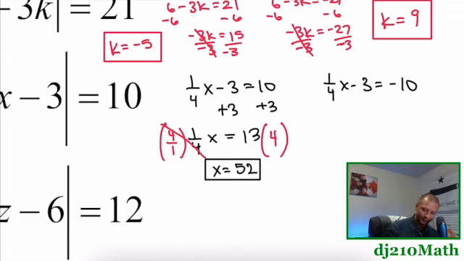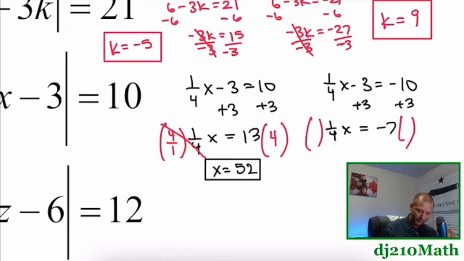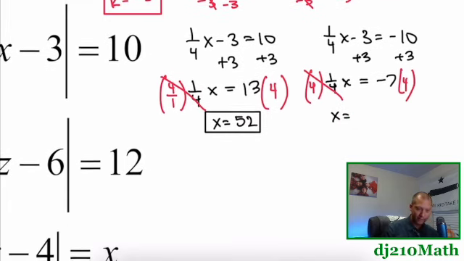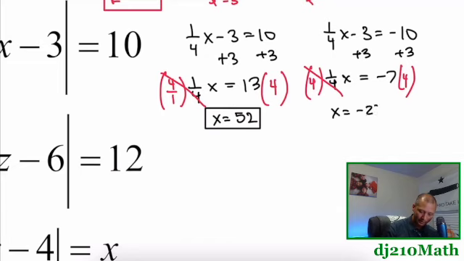Watch, let's try it again. So we're going to add 3 to both sides. So this is 1/4 x is equal to negative 10 plus 3 is negative 7. All right, I want to get rid of 1/4. So I'm going to multiply both sides by 4. So x is equal to negative 7 times 4, negative 28.